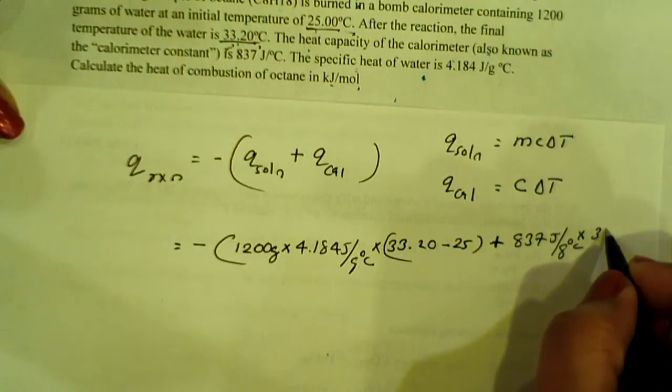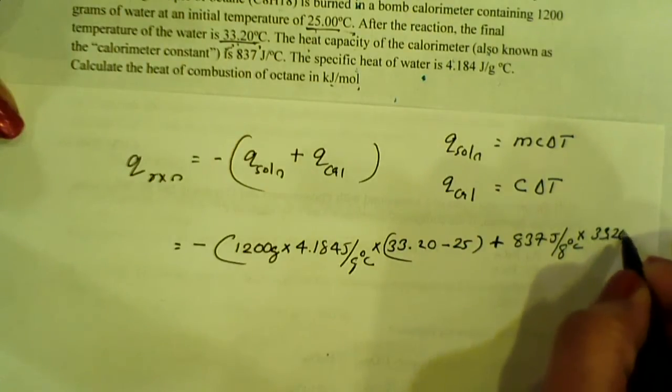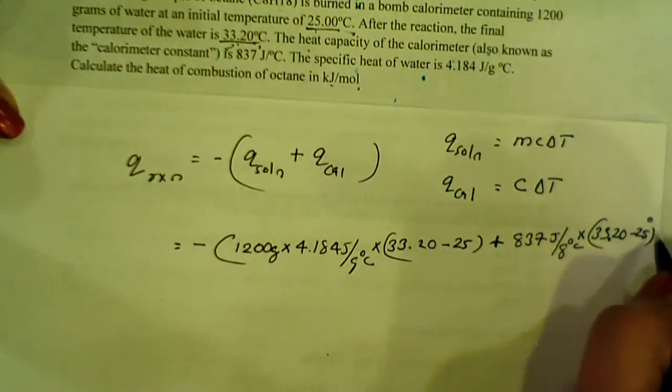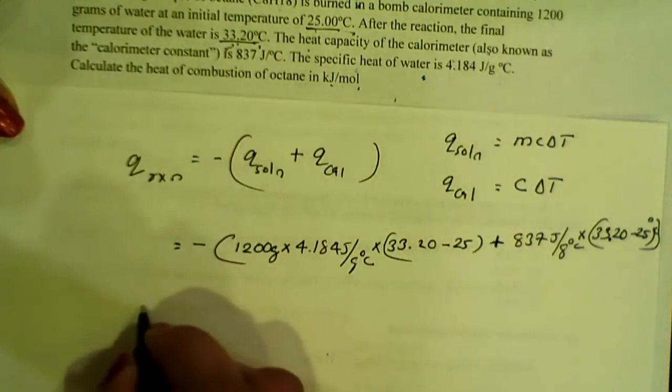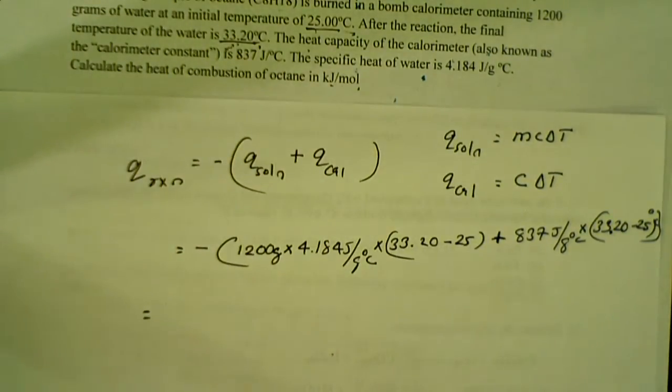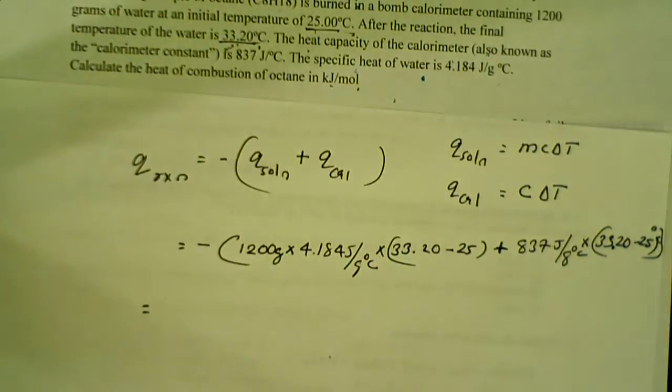and then add the heat for the calorimeter, which is heat capacity times temperature change. Heat capacity is 837 joule per gram per degree Celsius times the same temperature change, which is 33.20 minus 25 degrees Celsius.